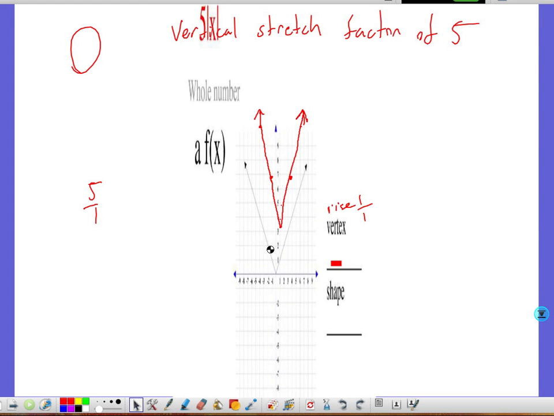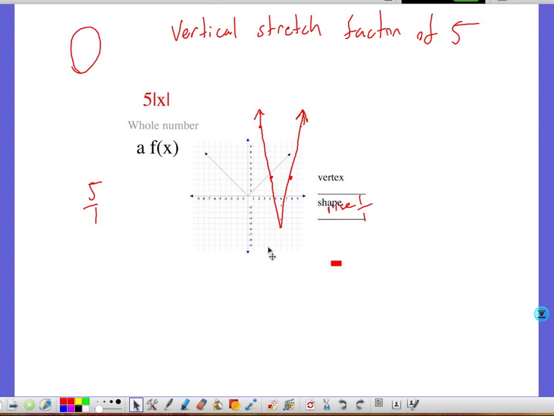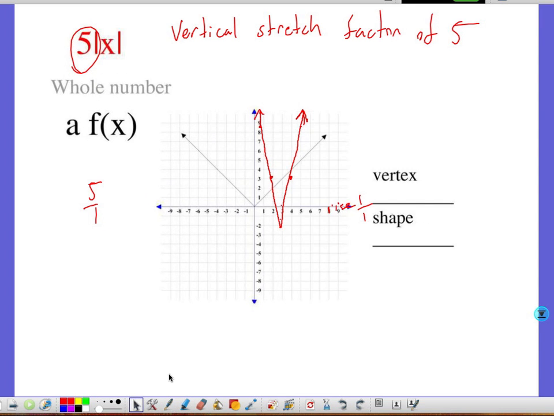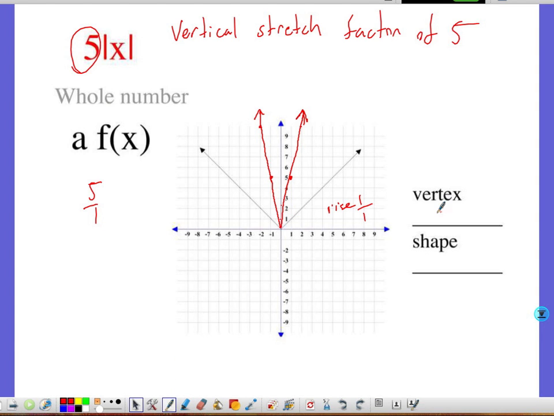But let's go back to how we had it before. That's it right there. So notice that the vertex stays the same when we have vertical stretch, but the shape changes here. A very important condition to have a vertical stretch, in this case, here's the mathematical notation for it. A is 5. In order to have vertical stretch, A has to be greater than 1. So you could have used 2, 3, 4, 5, 6, 7, all the way to infinity.